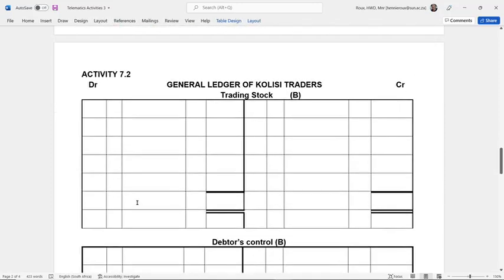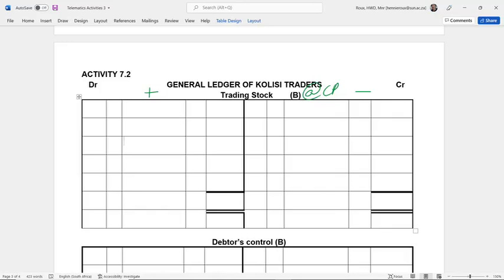Trading stock account is always a nice one because all the journals will go into the trading stock. Trading stock is an asset that will increase on the debit side and decrease on the credit side. Everything in the trading stock is shown at cost price. So whenever we put an amount in there, it must be the cost price. We can never put selling price in there because then we've got a fruit salad. Cost price, selling price, which is it now?